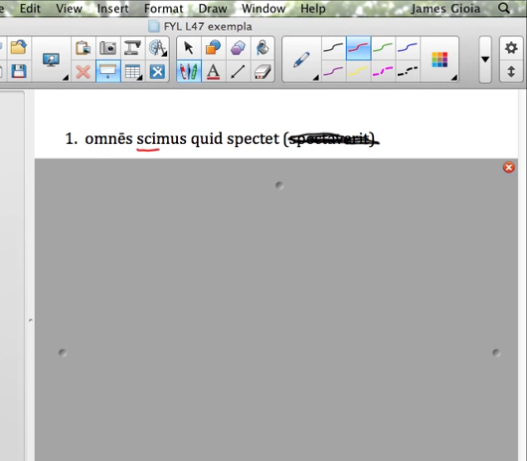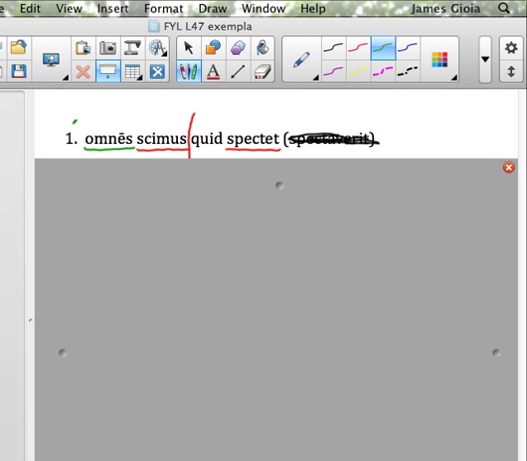Okay, first of all, we have a verb, scimus. We have a second main verb, spectat. Two verbs, that means two clauses. Let's divide our clauses right there at the quid. Then we have omnes, which is nominative. So the left half, over here, is going to be pretty easy.